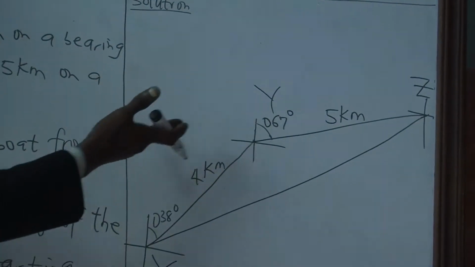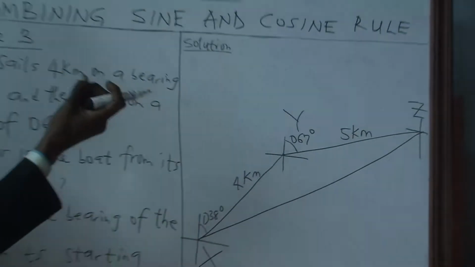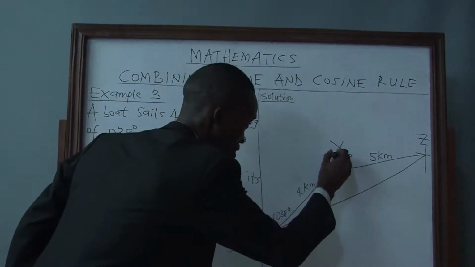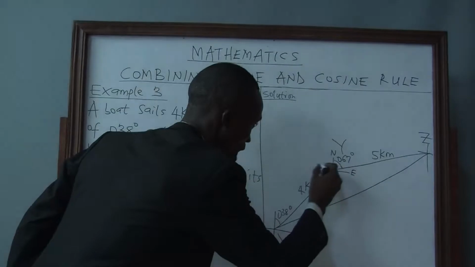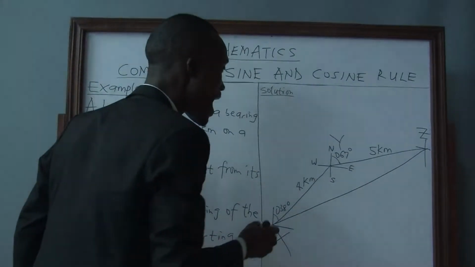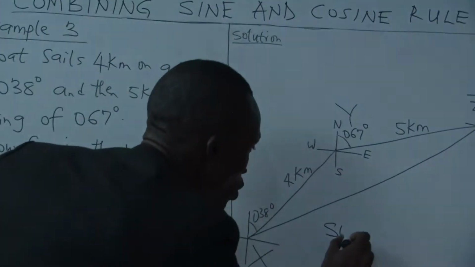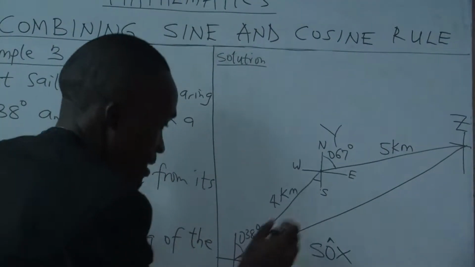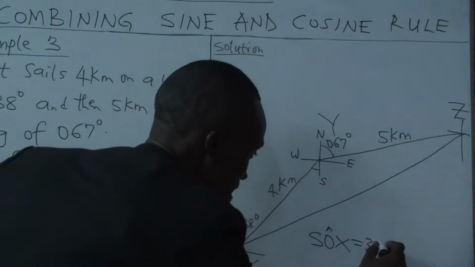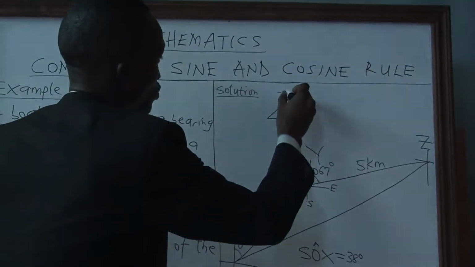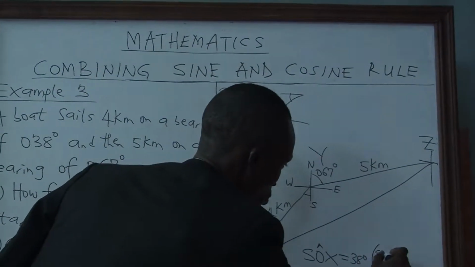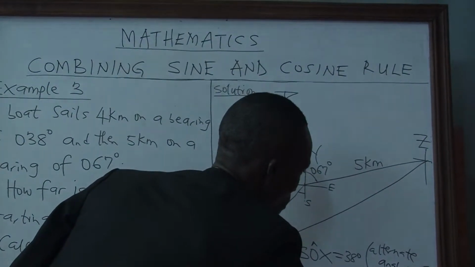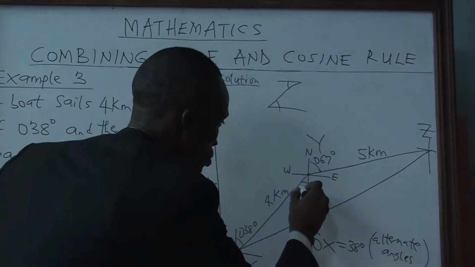There is a particular angle here where we have the information needed to get the angle, that is angle Y. From there I will label this one north, this is south, this is east, while this is west. From here I have angle SOX. I'm talking about this angle SOX. That is 38 degrees. That is still taking us back to Z angle. That is alternate angles. So this one is 32.